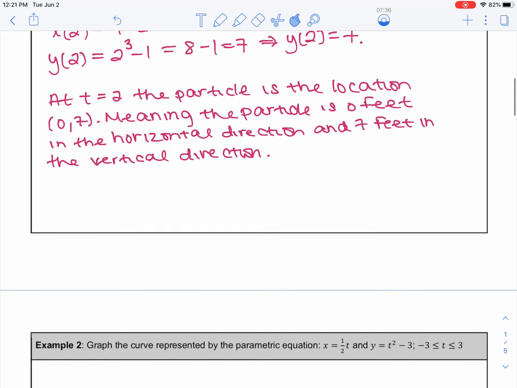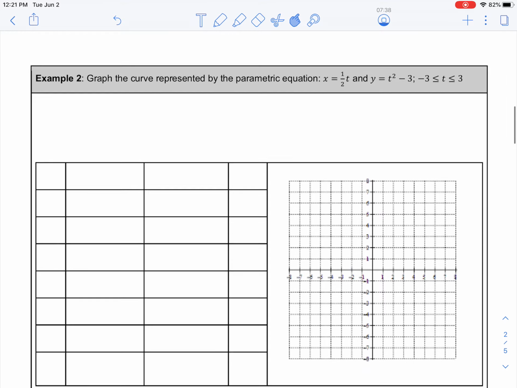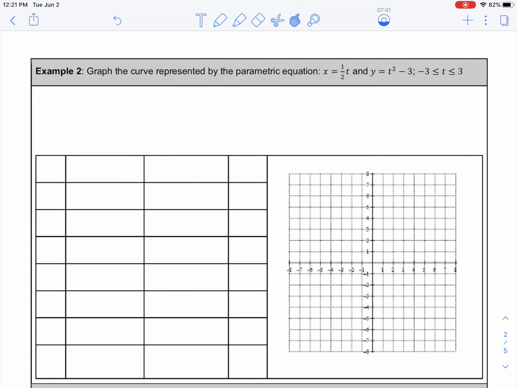So we can also graph the curves that are represented by parametric equations. Here we have our function x equals 1/2 t and y equals t squared minus 3. And you'll notice there's an interval given: we're operating just between t values of -3 and 3. So what this means is we have two equations that give us the x and y values, our rectangular coordinates, for different values of t.